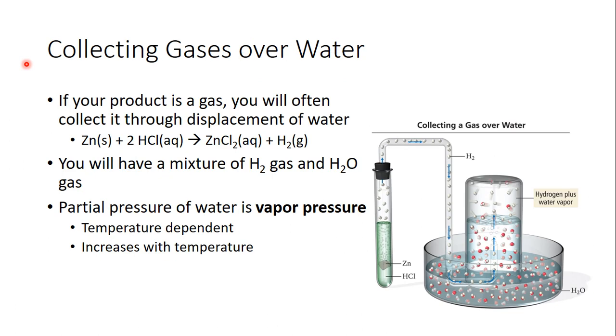So in a lab, if you're working with gases, you're usually going to use something like this to collect that gas. So here we have zinc plus hydrochloric acid making zinc chloride and hydrogen gas. And what's going to happen in this apparatus is it's going to go through the tube and bubble up into this water, and you're going to have hydrogen plus water vapor.